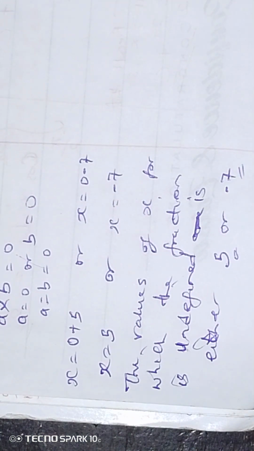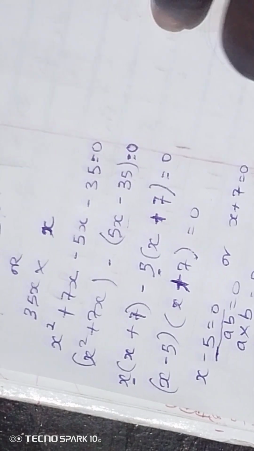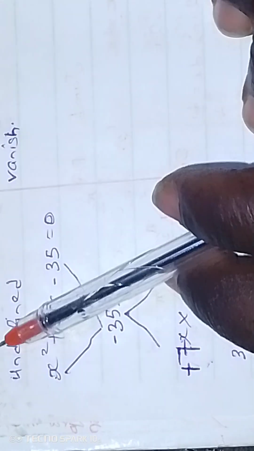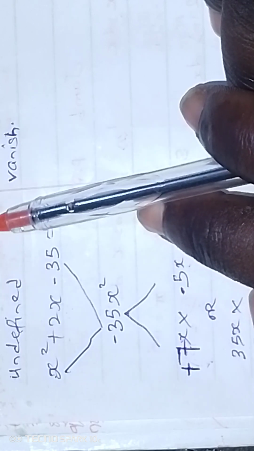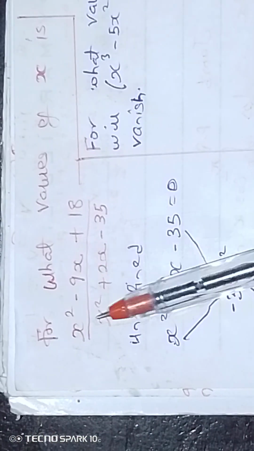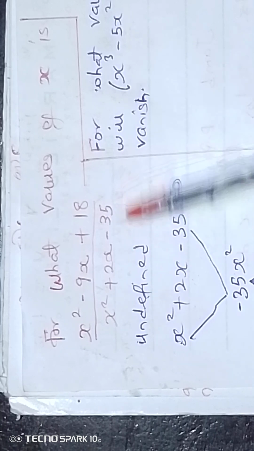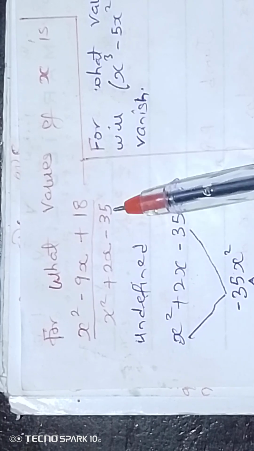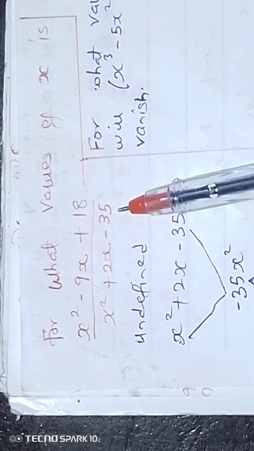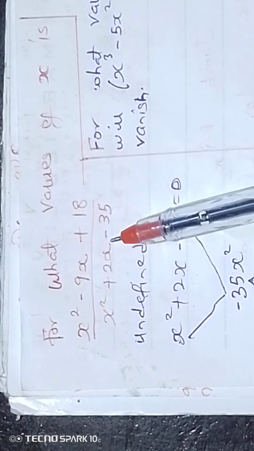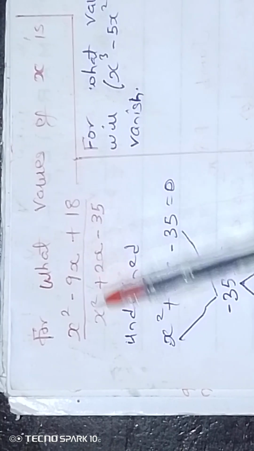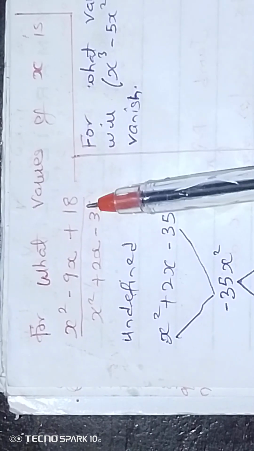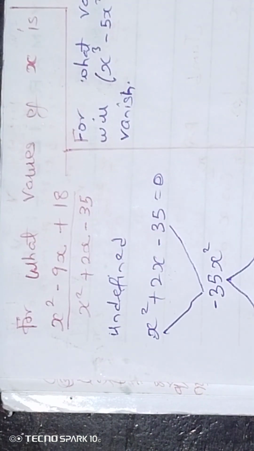You realize that if you replace the x value here with 5, the entire denominator will turn 0. If you also replace the x value with -7, the entire denominator will turn 0. So thank you very much. That's the solution to that particular question.